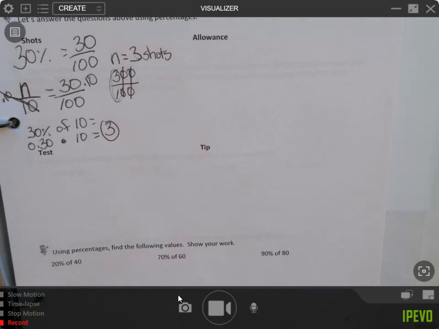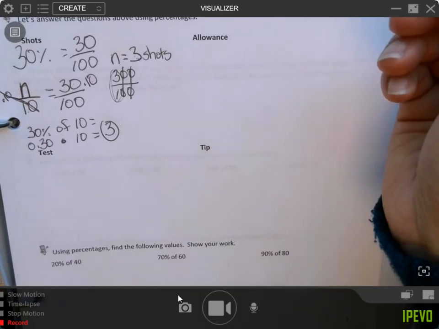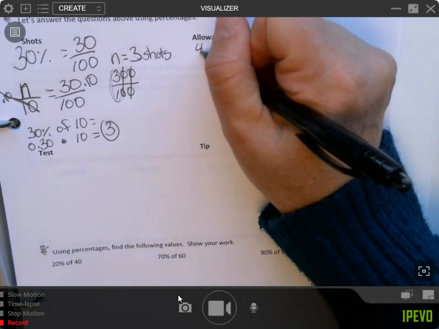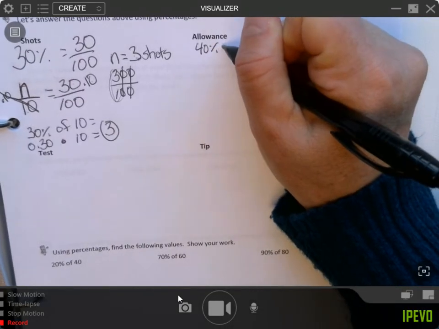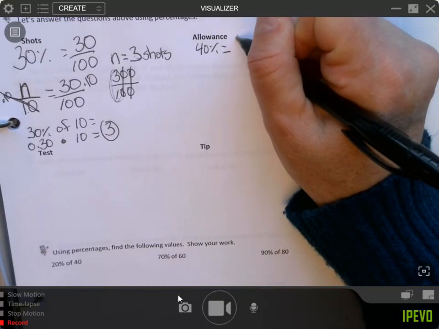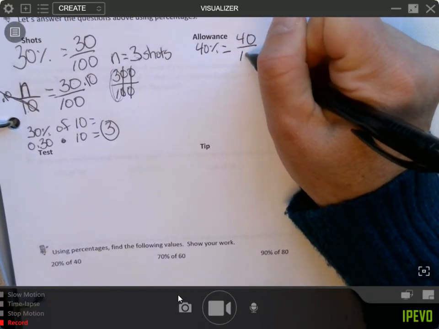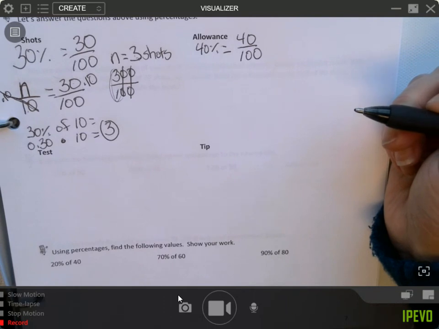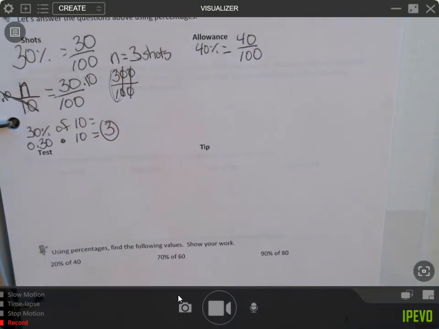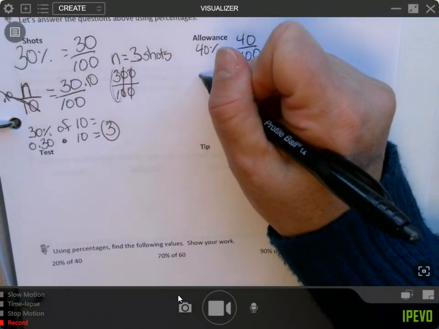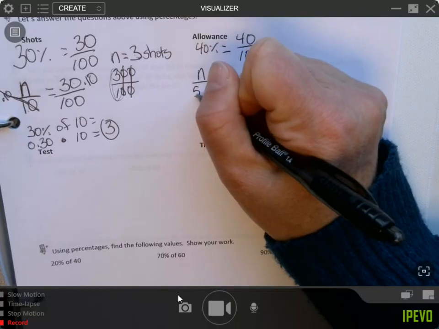Let's look at the allowance. He spent 40% of his allowance. 40% is the same as 40 over 100. We want to know how much he spent of that $50. So we want to know how much of the $50 he spent.